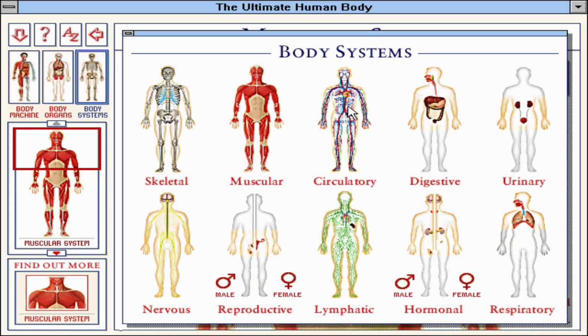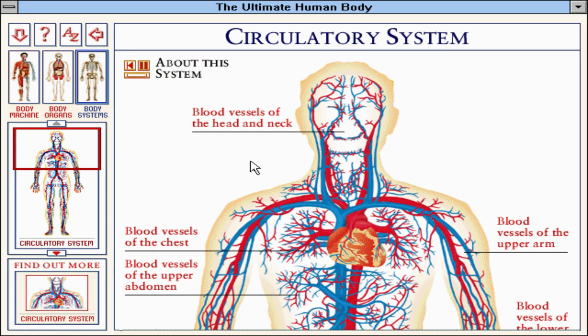Body systems. The circulatory system is operated by the heart, which pumps blood around your body through a network of vessels. Blood carries oxygen and essential substances to all the tissues of the body and removes waste from them.